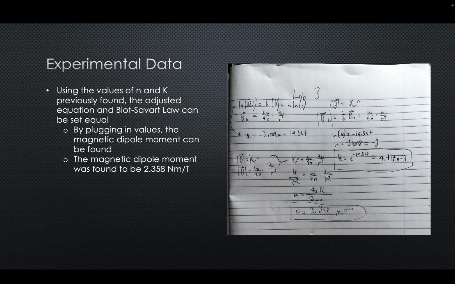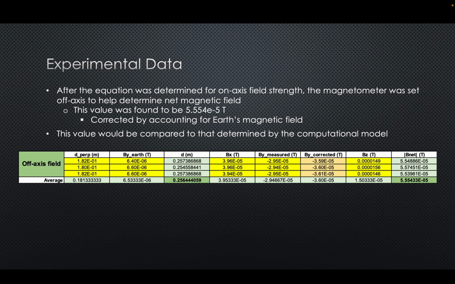And here, using those values and the equation for magnetic field equals k r raised to the n, and the normal Biot-Savart on-axis equation, I set them equal to one another, plugged in the values for k and the other constants, and I found that the magnetic dipole moment was 2.358 nanometers per Tesla. And then the rest of the experimental procedure was for the diagonal component, and I used the measurement of Earth's magnetic field to correct it, and found that diagonally the magnitude of the magnetic field was 5.55 times 10 to the negative 5.